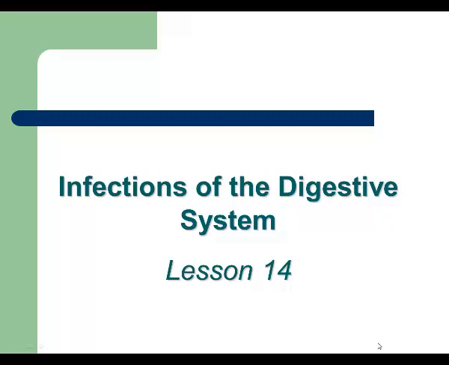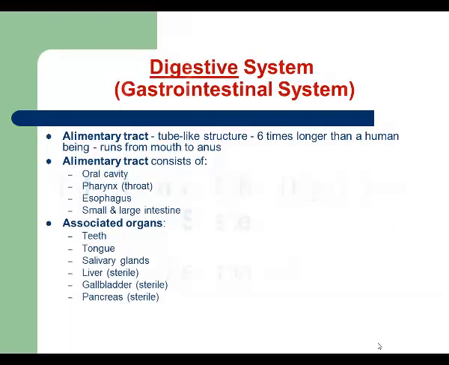In lecture 14, we're going to talk about infections of the digestive system. Our gastrointestinal system is composed of the alimentary tract and associated organs. The alimentary tract is a tube-like structure that extends from the mouth to the anus.